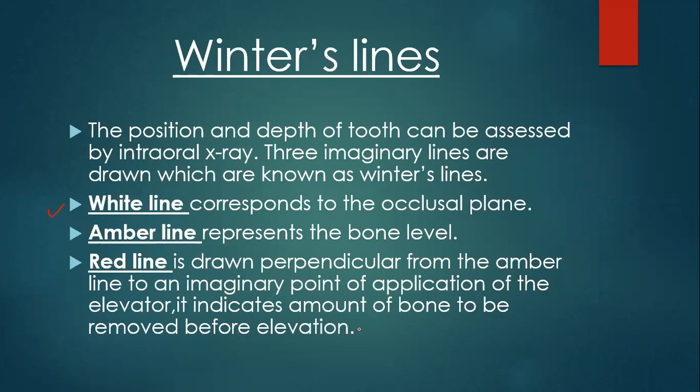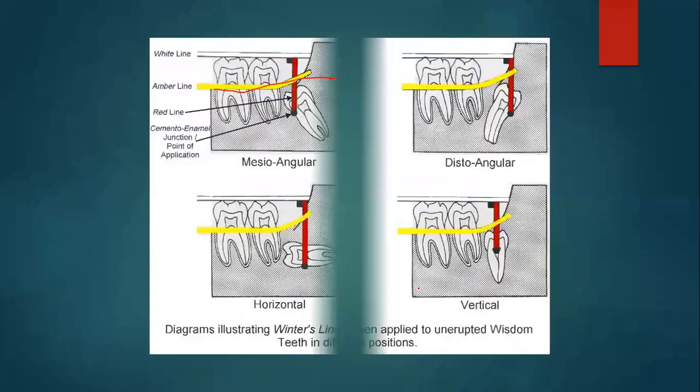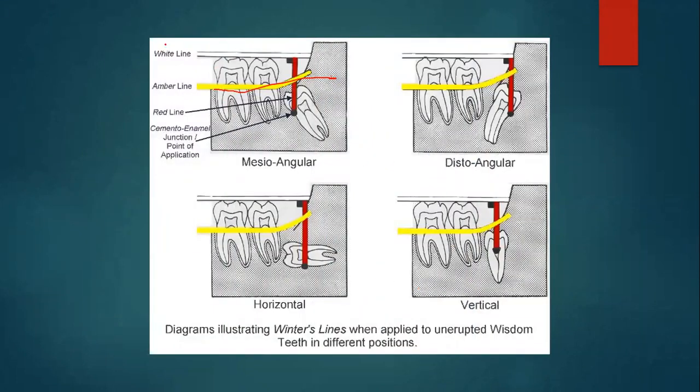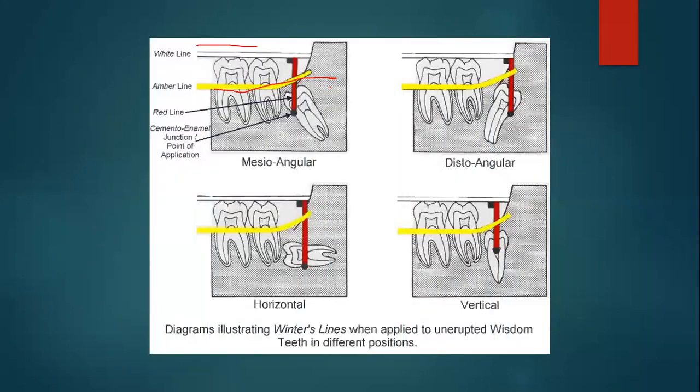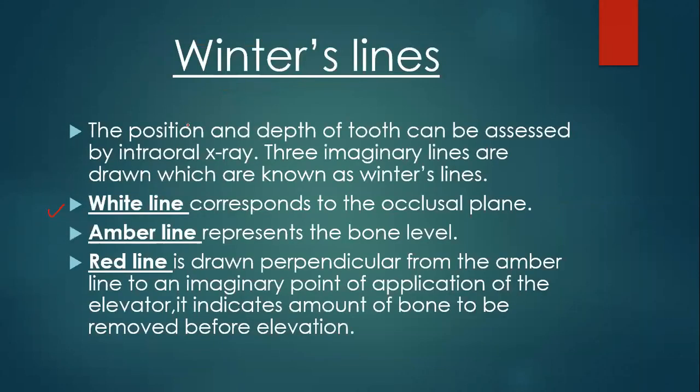The white line is basically telling us the occlusal plane, as I told you in this picture. This is your occlusal plane, and the amber line is telling you your bone level. So how much it is above the bone level, and then you draw the red line perpendicular from the amber line to the bone level, to the amount of the elevator where you grasp your elevator and remove the tooth.